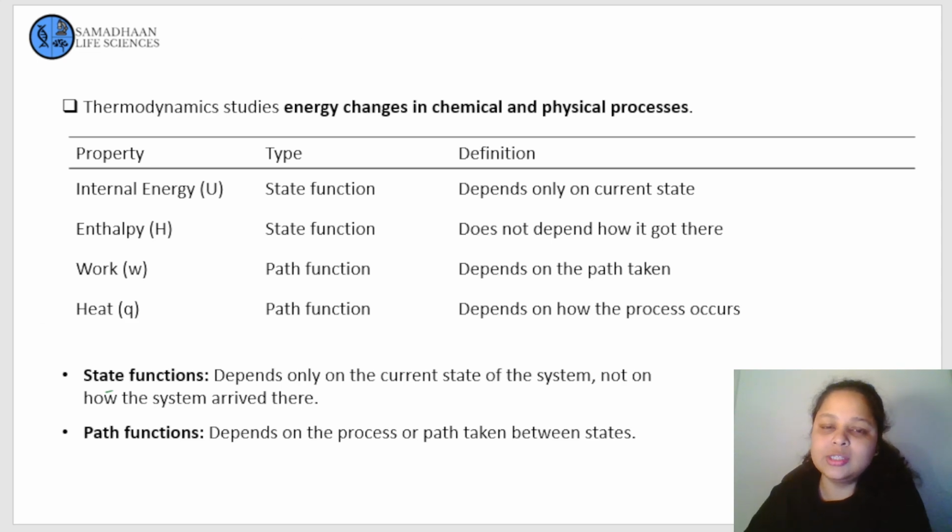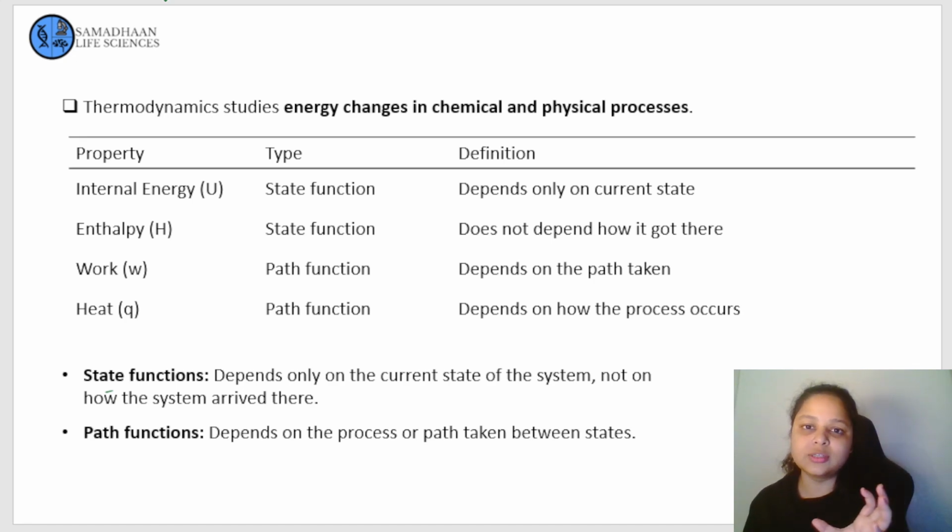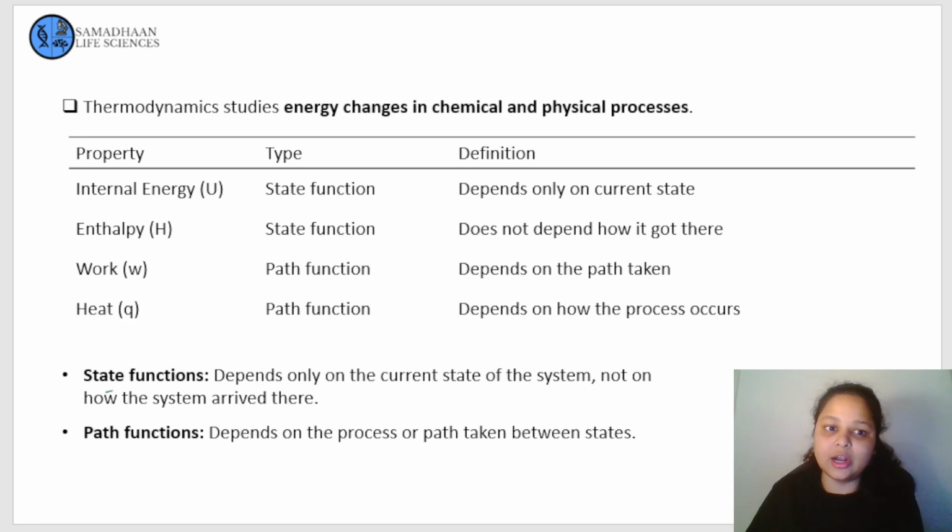First, state functions. Those depend only on the initial or final state of the system, not on how the process went or the path the system has taken to reach the final state. For example, volume, pressure, temperature, and here are two more: internal energy and enthalpy.